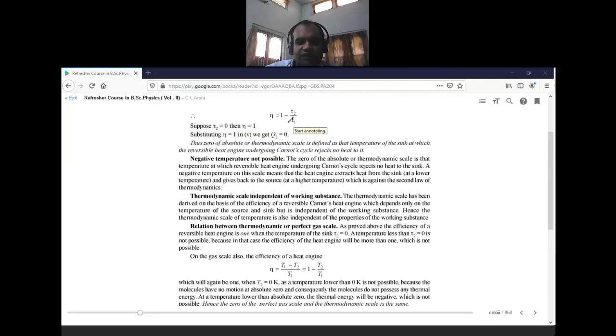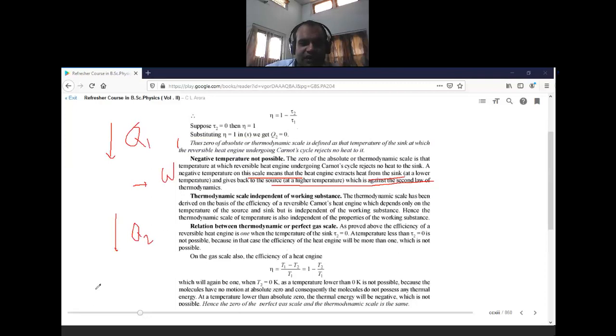So you see, if temperature has to be 0, or if Q2 has to be 0, that is the zero of the absolute thermodynamic scale. A negative temperature on this scale means that the heat engine extracts heat from the sink at a lower temperature and gives it back to the source at a higher temperature. So the heat engine is working like this: it is taking heat Q1, doing some work in the middle and rejecting a quantity of heat Q2 to the sink.